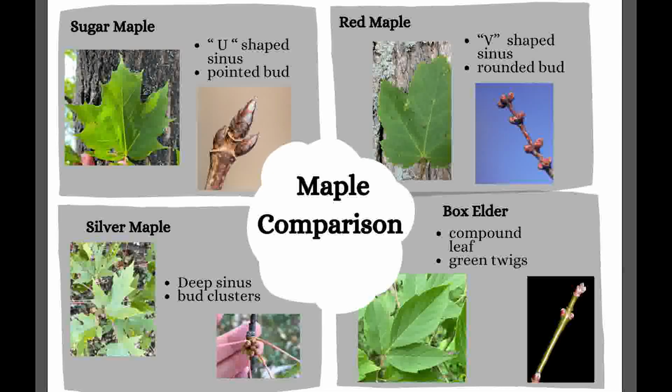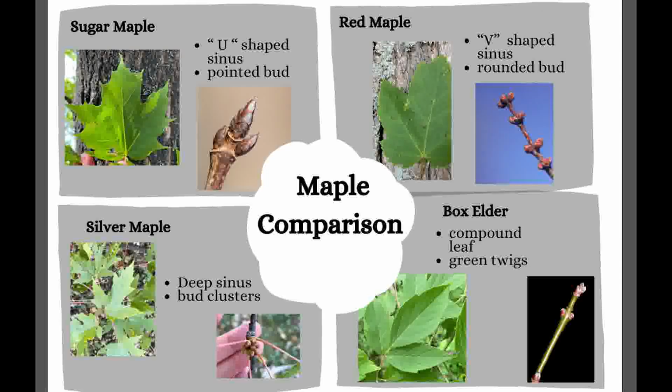To conclude this lesson on how to identify maple trees you can tap, it helps to take a glance at the 4 species we learned today and see the comparisons. On the screen are quick tips to help you identify the maple in your woodland. Sugar maples have the U-shaped sinus on their leaves and a pointed bud. Red maples have a V-shaped sinus and rounded buds.